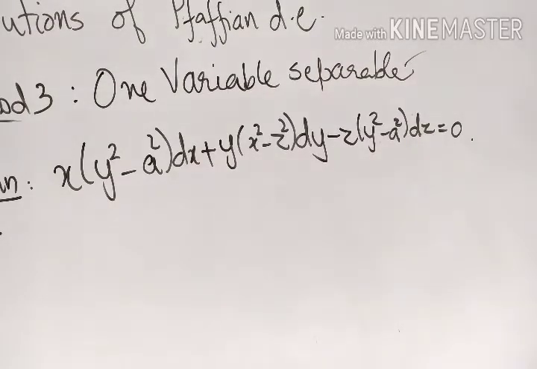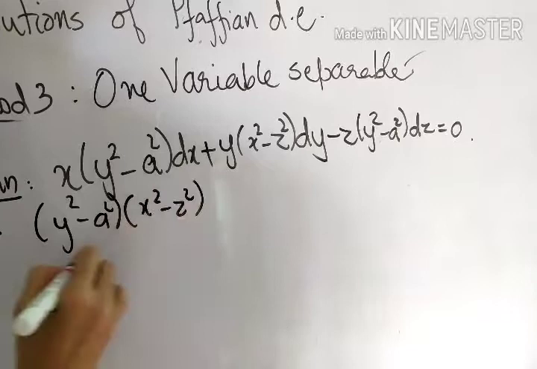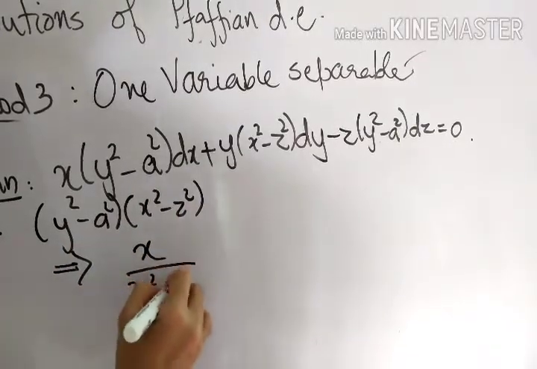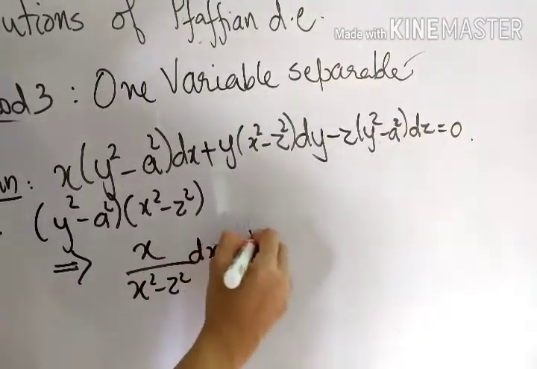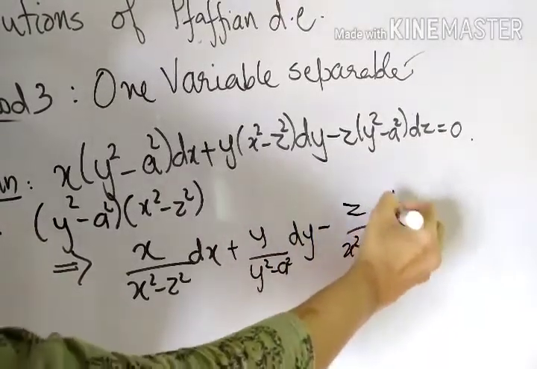Consider the question: x into y square minus a square dx plus y into x square minus z square dy minus z into y square minus a square dz is equal to 0. Definitely this is not variable separable, but let's see if we can make it into a one variable separable form. The first term and the last term have y square minus a square common, and the middle term has x square minus z square. Let's divide the whole equation by x square minus z square into y square minus a square, so that the first term becomes x by x square minus z square dx. The second term would be y by y square minus a square dy, minus z by x square minus z square dz is equal to 0.